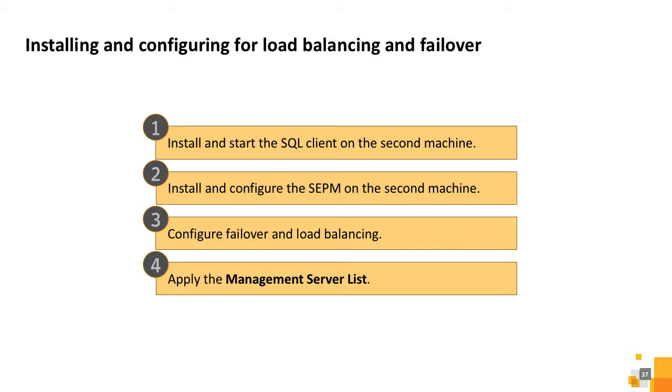Configure policies to define failover or load balancing. By default, a management server installed for failover and load balancing is configured for load balancing, where both servers share the same priority. If you want to change the default after installation, you need to configure the priority with the Symantec Endpoint Protection Manager console. Apply the management server list.